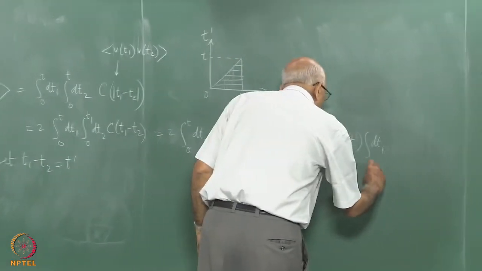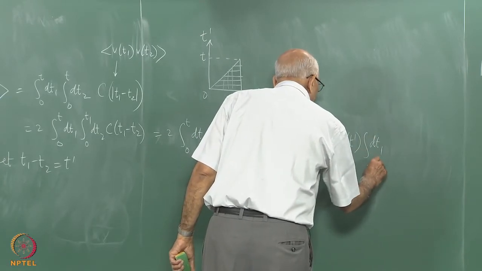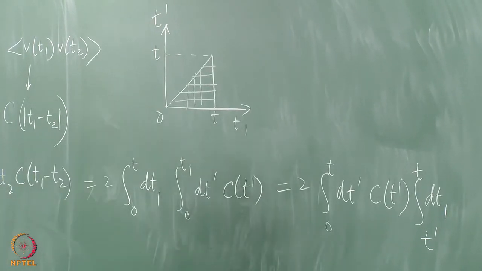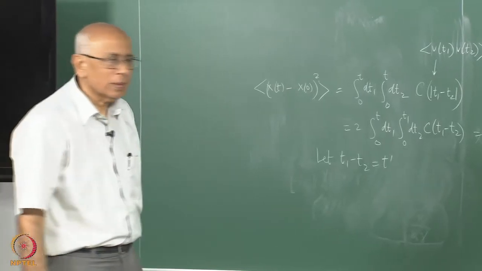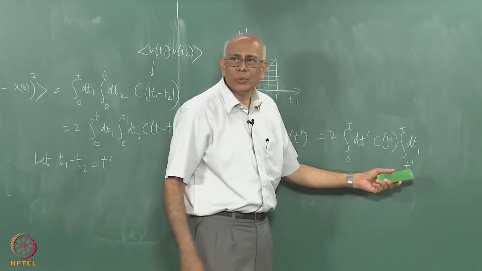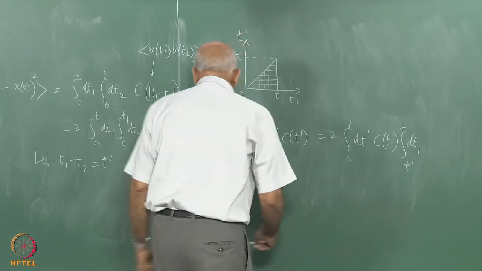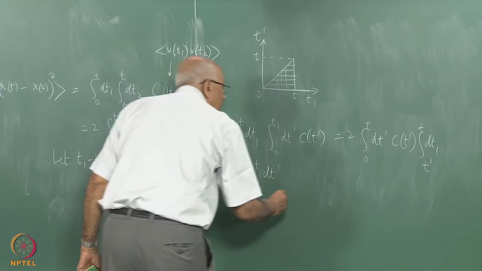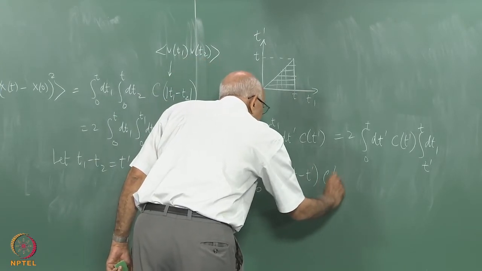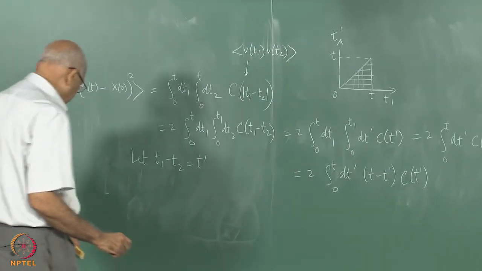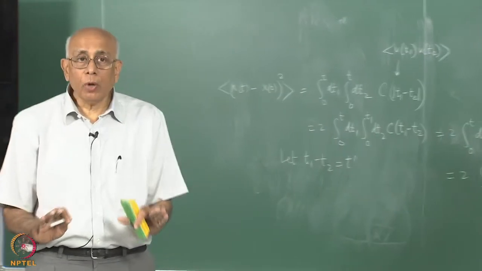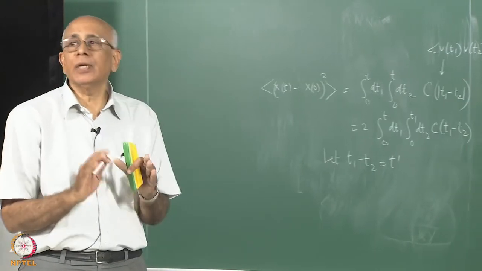Right? So this integral is from t prime up to t. One way to remember it is that t1 is bigger than t prime, therefore t prime is smaller than t1. Okay? So instead of going vertically, you go horizontally. Okay. But that's a trivial integral to do. So it says this quantity is twice integral 0 to t dt prime, t minus t prime, C of t prime. Right? That's exact. We've not made any assumption except that the velocity is a stationary random process.